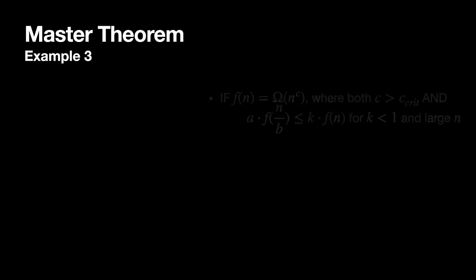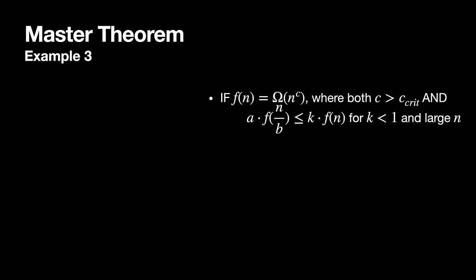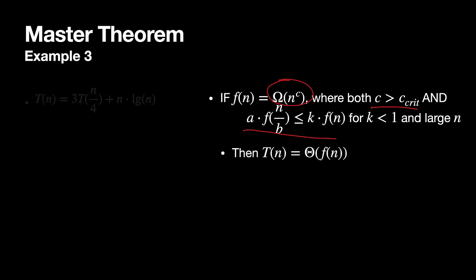So returning to our example and our definition for our third case. Our third case is about our f(n) being in Omega(n^c), where we've got two additional conditions met. If our c coefficient is greater than our critical factor, and also there are some limits on the overall growth of the subinstances of the problem. If that's true, then we know that T(n) is in big Theta of f(n).